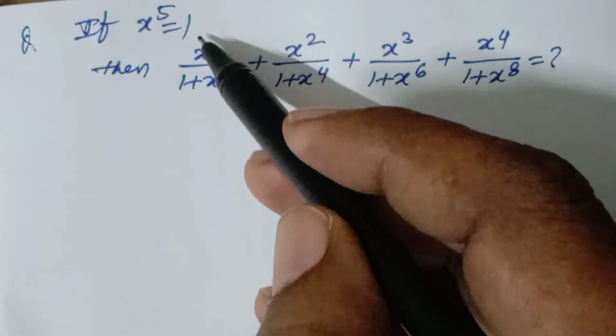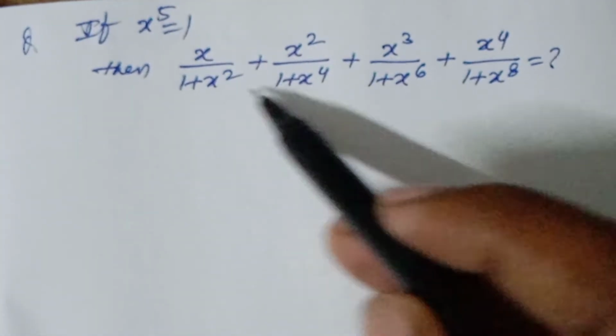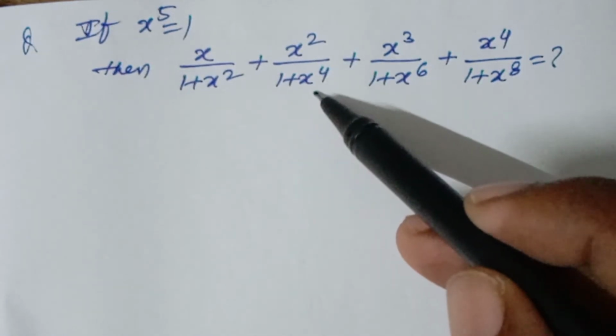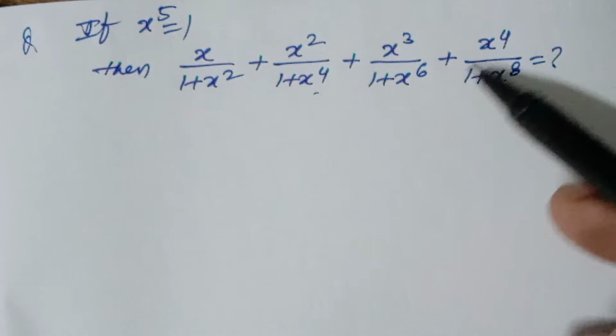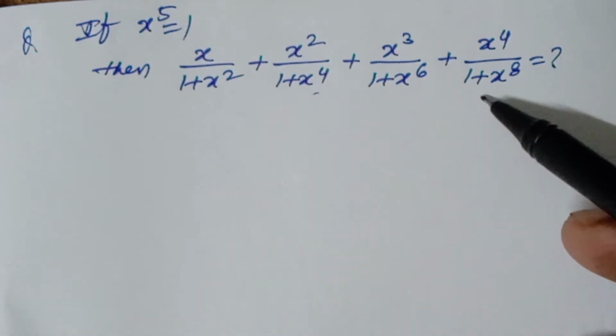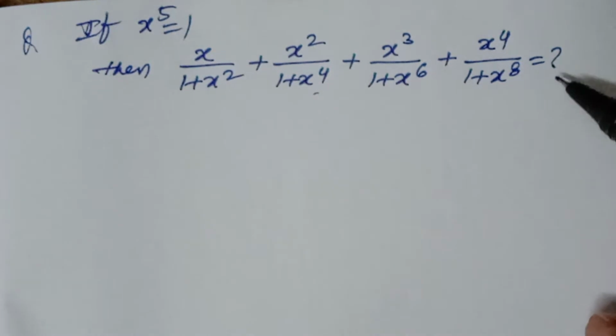So the question is given: if x to the power of 5 equals 1, then find the value of x by 1 plus x square, plus x square by 1 plus x power 4, plus x cube by 1 plus x power 6, plus x power 4 by 1 plus x power 8.